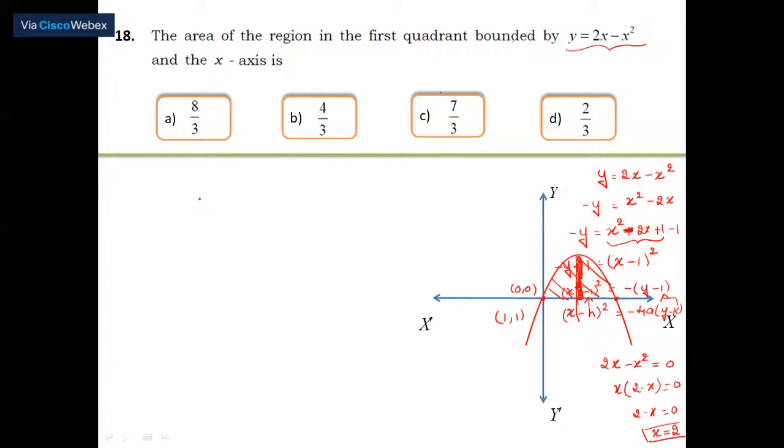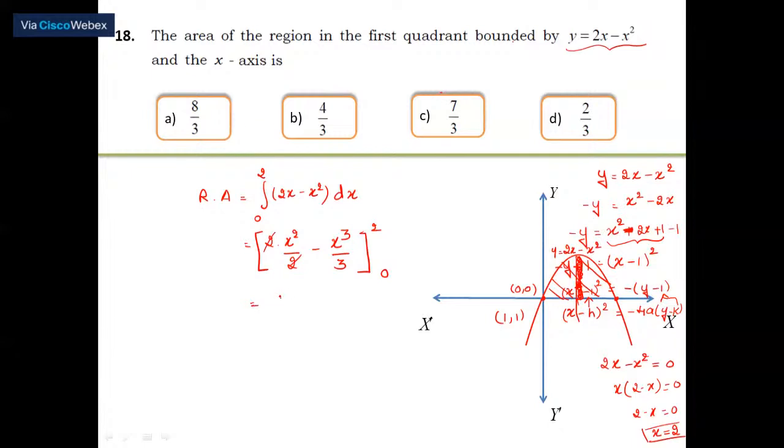And our required area is the integration of f of x. That is here, our equation of the parabola is y is equal to 2x minus x square. And we have to integrate this between x is equal to 0 and 2. So that is integration of 2x, x square by 2, minus integration of x square, x cube by 3, between the limits 0 and 2.